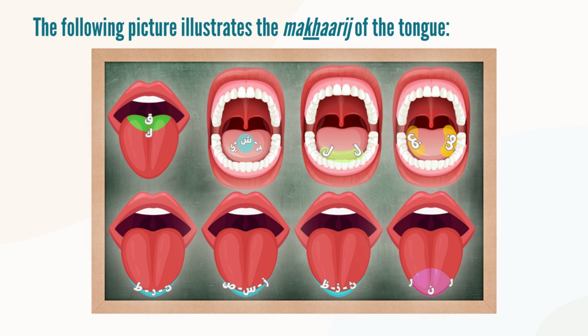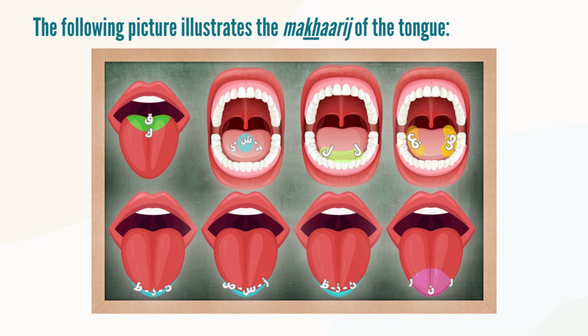Then we move forward to the middle of the tongue area, which has one minor makhraj for the three letters jim, sheen, and non-lengthening ya. Then the lateral borders of the tongue, and this area has two minor articulation points, each for one letter. The two front lateral borders for the lam, while the two back lateral borders for the dad.